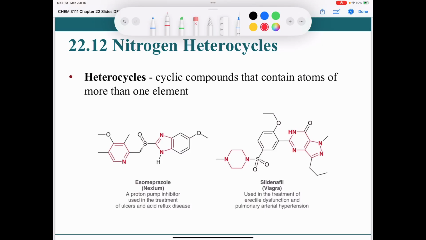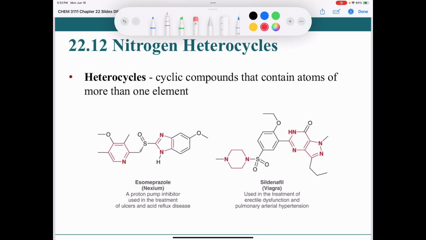A heterocycle is a ring that contains atoms of more than one element. Common organic heterocycles are comprised of carbon and either nitrogen, oxygen, or sulfur. Consider, for example, the structures of Viagra and Nexium. Both of these compounds contain nitrogen heterocycles that are highlighted in red here.